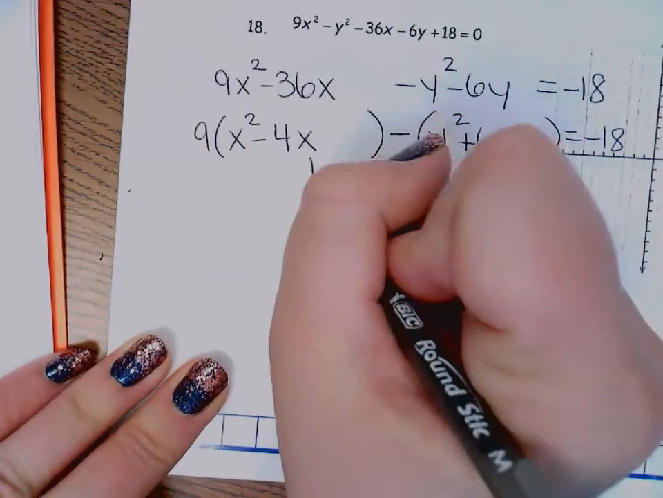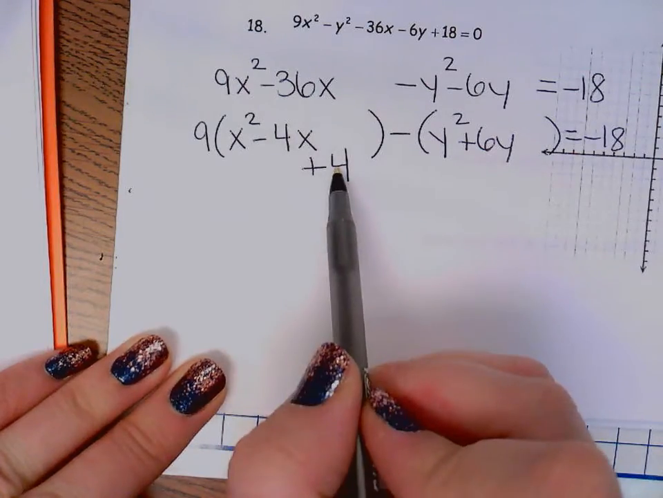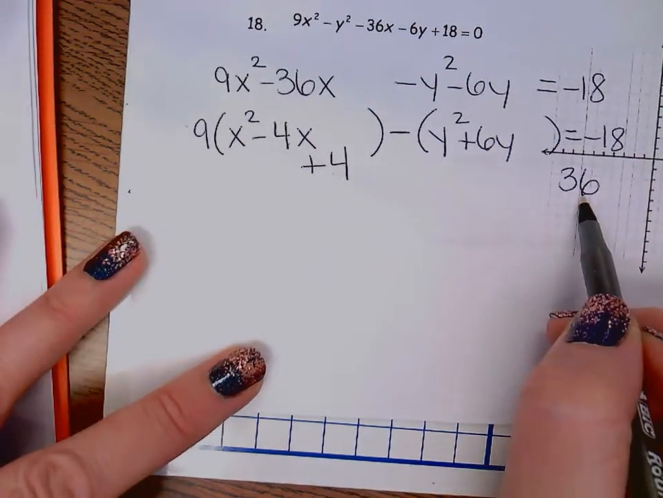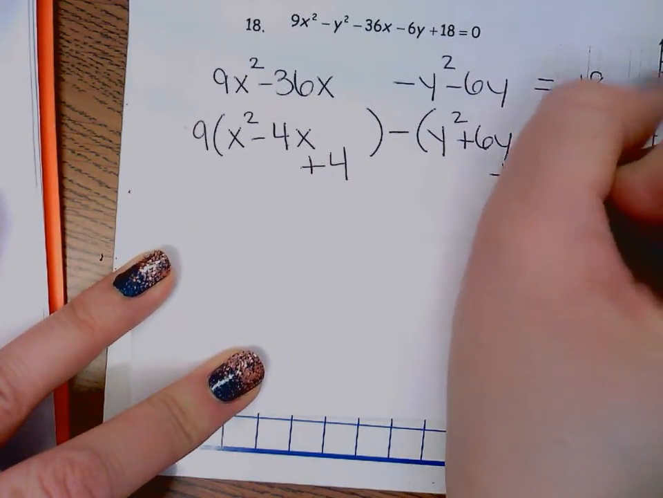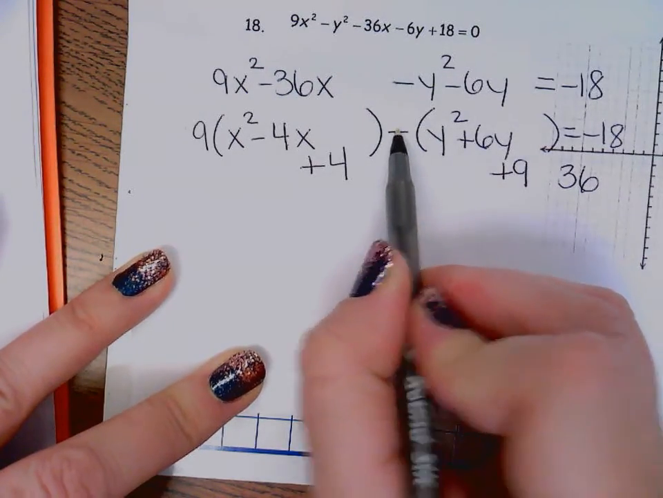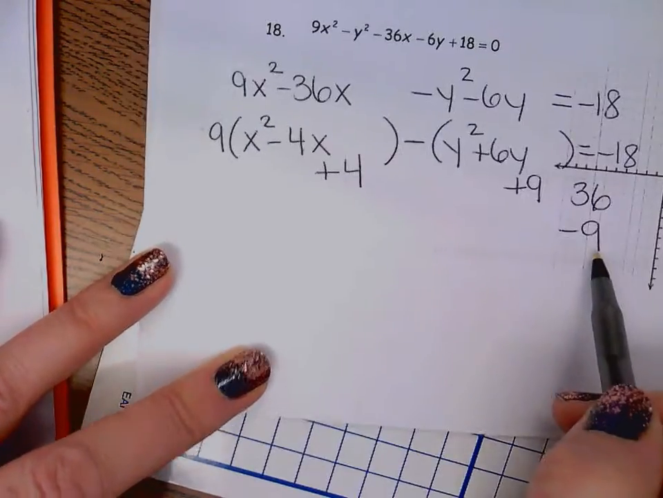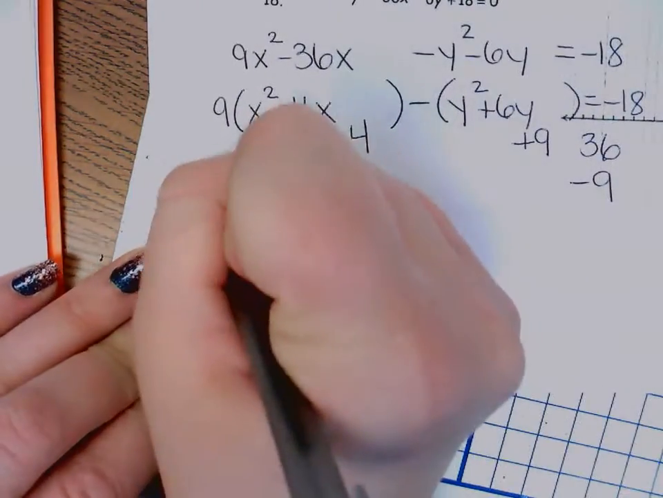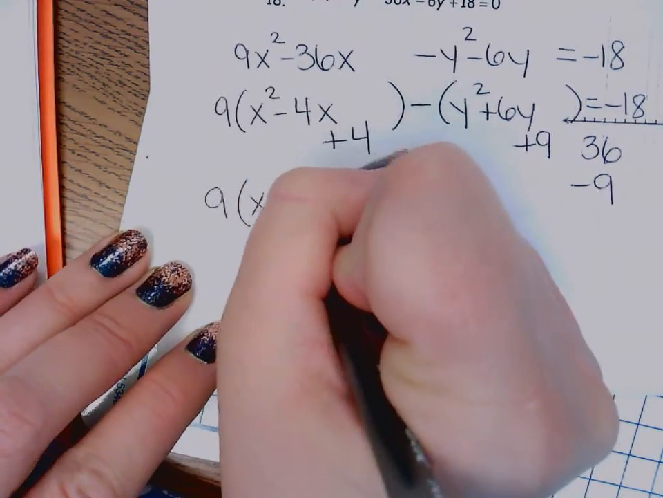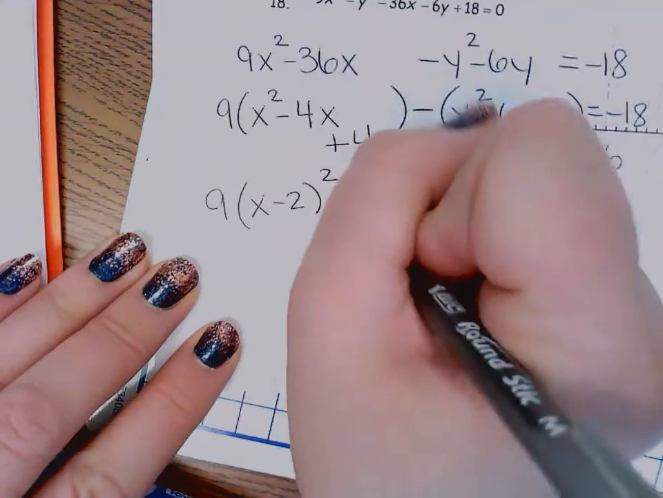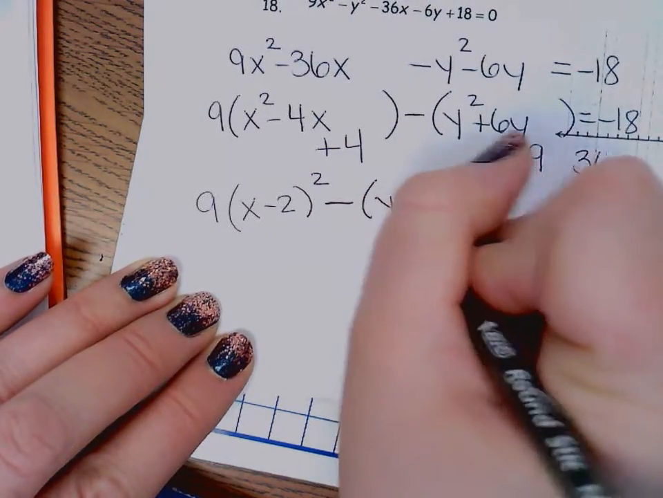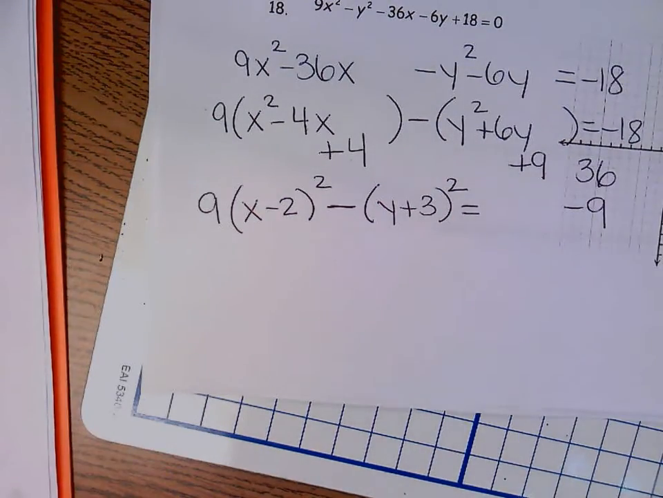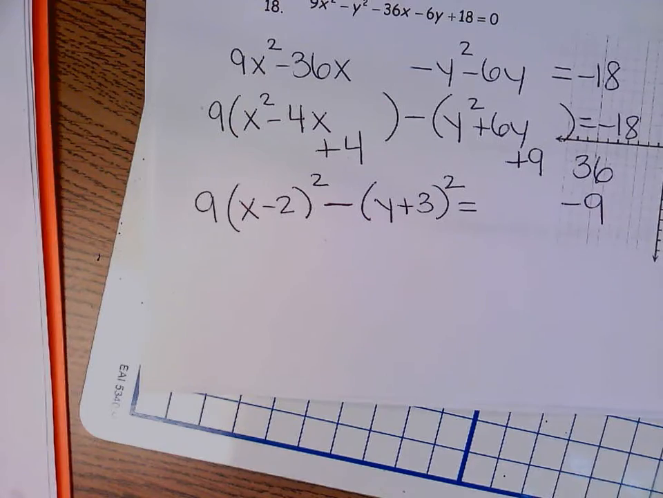So let's see, I'm adding 4 inside this parenthesis. So I really need to add 9 times 4, add 36 to the other side. And I would add 9 inside this parenthesis. So negative 1 times 9 is, I'm actually subtracting 9 on the other side of the equation. So I'd have 9 times x minus 2 squared minus y plus 3 squared equals, is that 9? 36 minus 18 minus 9 is 9.